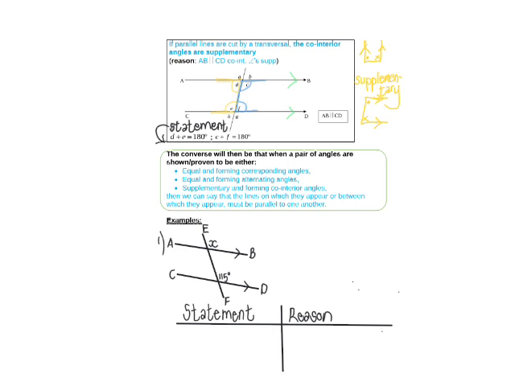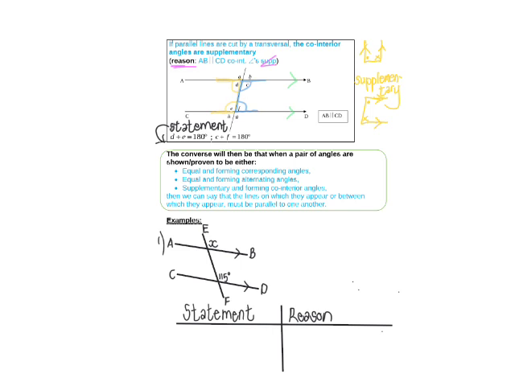And then the reasons over here, but I would not write "supplementary." We already said they're supplementary by saying in the statement that they add up to 180. So it's just co-interior angles, and the fact that co-interior angles only exist between parallel lines. Well, not equal, supplementary co-interior angles. Okay.